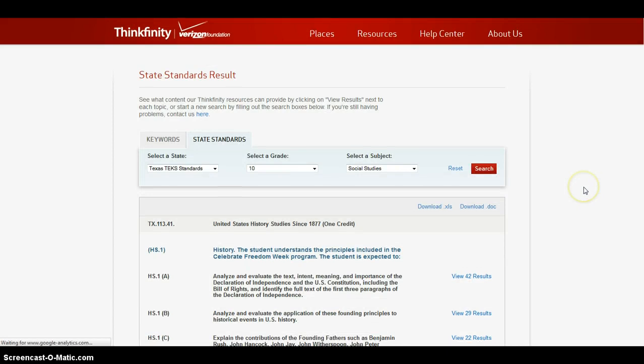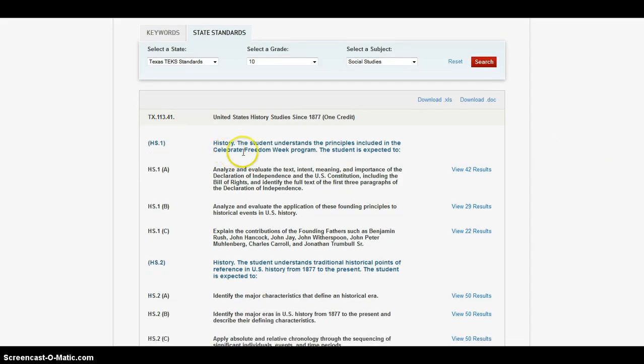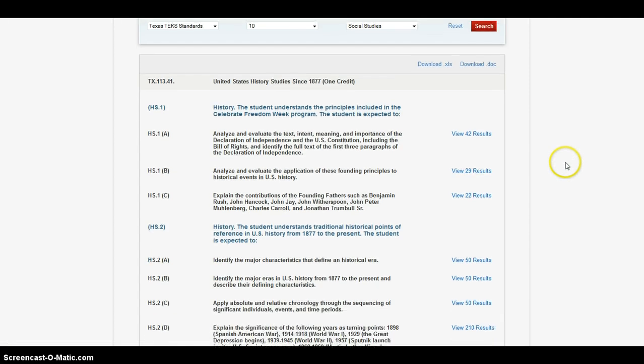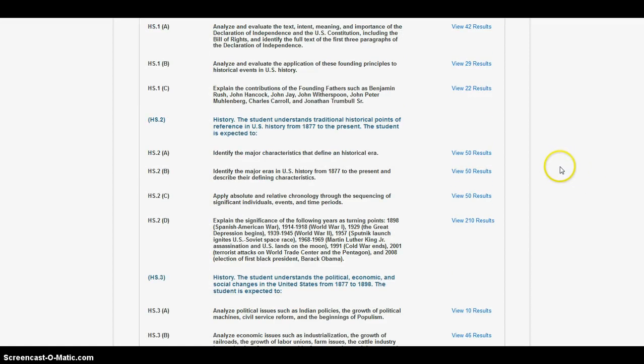Alright, here's the resources for 10th grade social studies, and it starts out with United States history. Again, these are the Texas TEKS, and it has the standards. The categories are the bluish lettering, and then the black lettering are the specific standards. And as you look through the standards on the right side, you see it says view 42 results. So looking at your standards, pick something that you think you might want to consider developing a unit around.